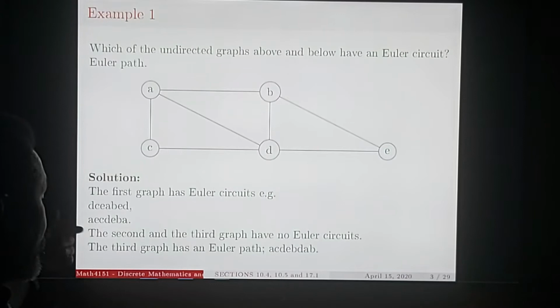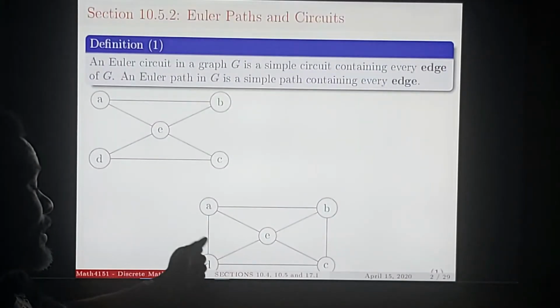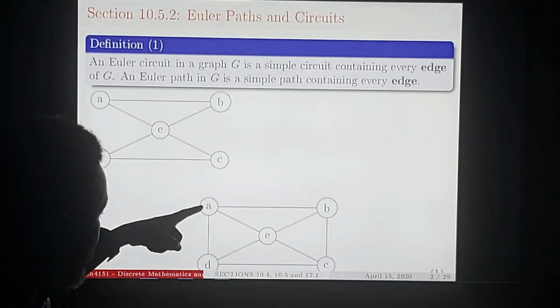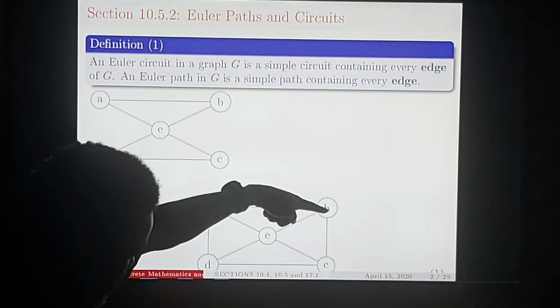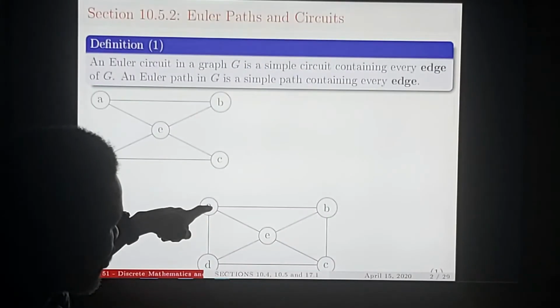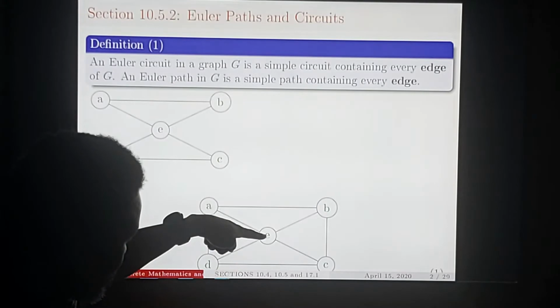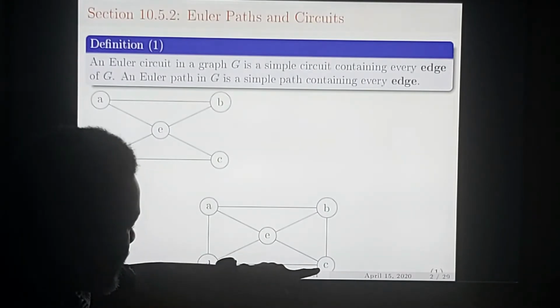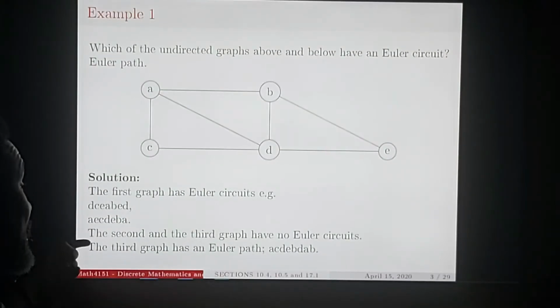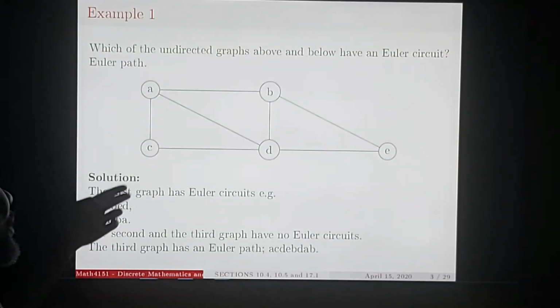This is another example. The second and the third graphs have no Euler circuits. Well, this graph, if you try an Euler circuit, you will repeat, and it's not supposed to be repetition. You will not be able to cover some of the edges. For instance, if you start like this, if you go A, B, E, D. Now you can go here, E, you can go this way, C. You will have to repeat, and you're not allowed to repeat. So anyway, the second and third graphs have no Euler circuits.